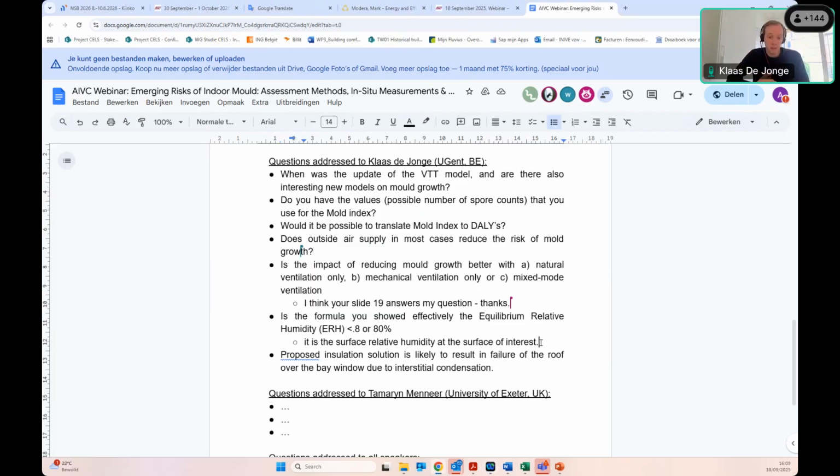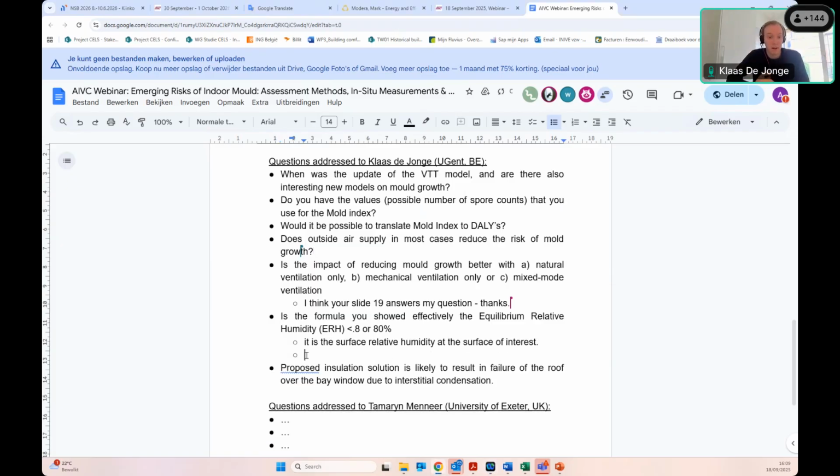And interesting new models, to be honest, I was looking for something that worked. This worked, and I didn't really look into all possible other mold growth models. So I don't have a fixed answer for that as well. Okay, thanks. That's a clear answer.